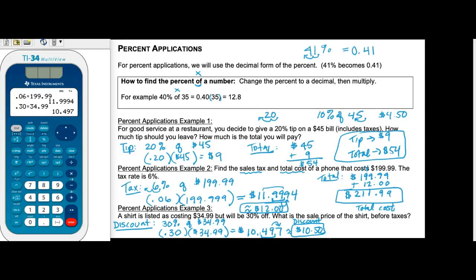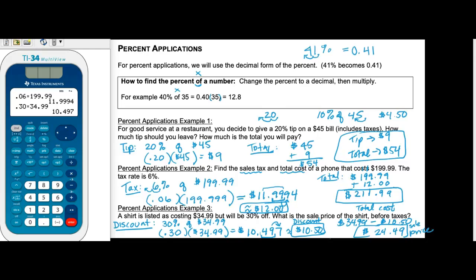And so for the total, the sale price, what I'm going to do is I'm going to take the cost of the shirt. So I'm going to take $34.99 and I'm going to subtract $10.50. And then when I subtract those, I end up getting $24.49. And so that's going to be the sale price of my shirt.